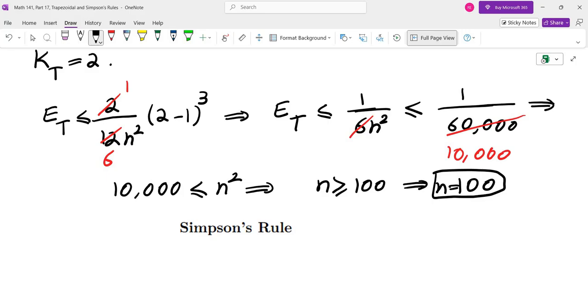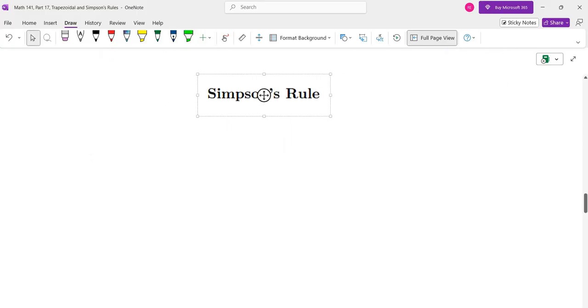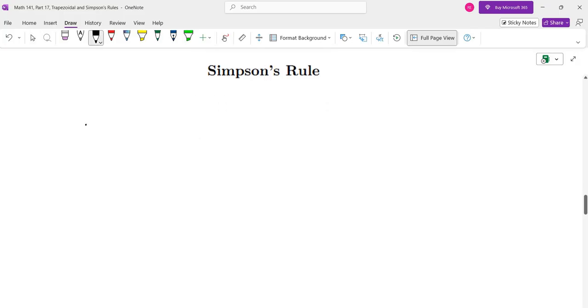I have to divide my interval from 1 to 2 into 100 intervals. Okay, so let's look at the next method of approximation of integrals. The next method is what we call Simpson's rule. So what is Simpson's rule?